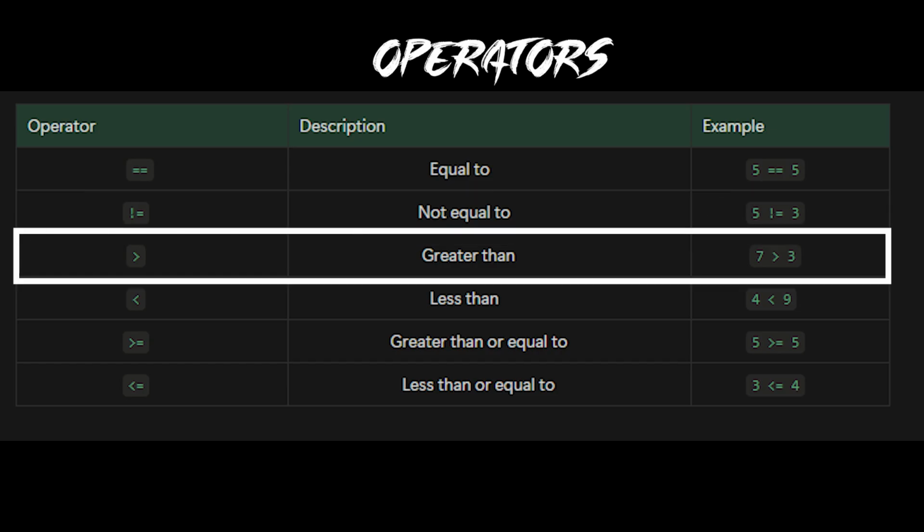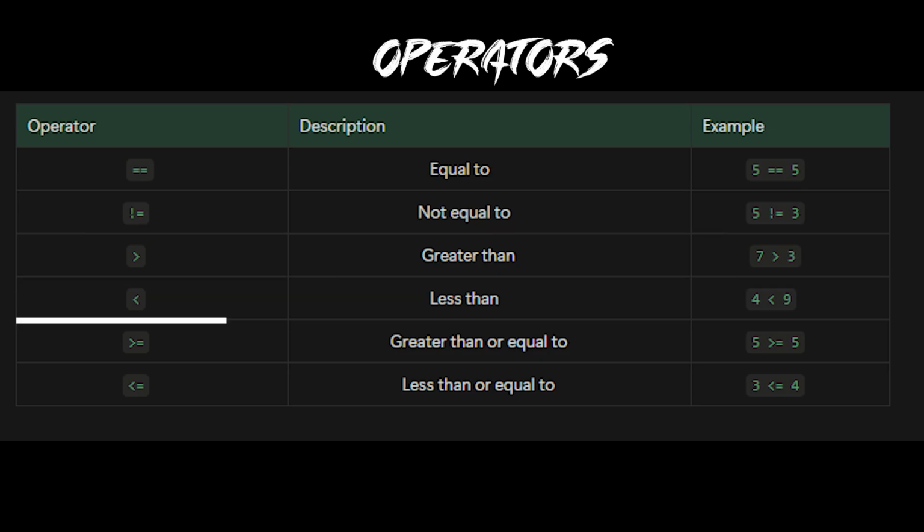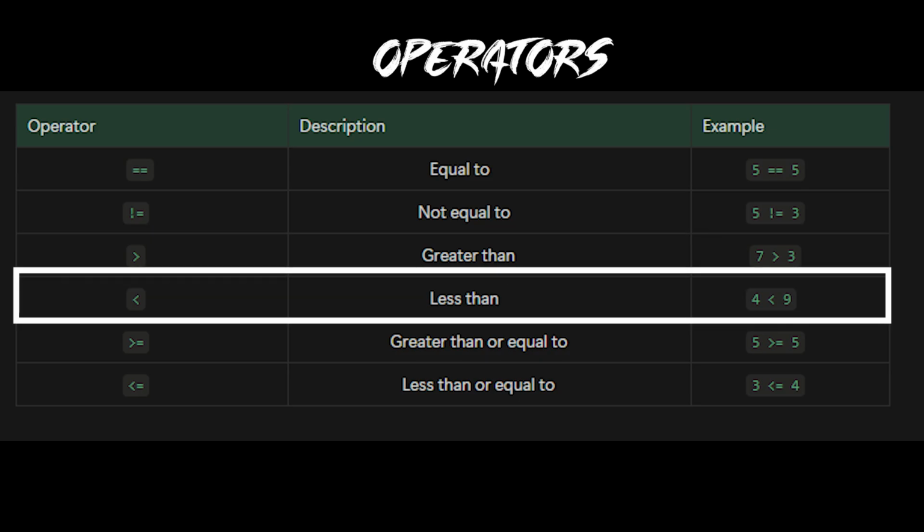Greater than. This operator checks if the value on the left is larger than the one on the right. For instance, if the temperature is 7 degrees and we want to know if it's greater than 3 degrees, we use the greater than operator. So, 7 greater than 3 would be true. Less than. This operator checks if the value on the left is smaller than the one on the right. For example, if the temperature is 4 degrees and we want to check if it's less than 9 degrees, we use the less than operator. So, 4 less than 9 would be true.